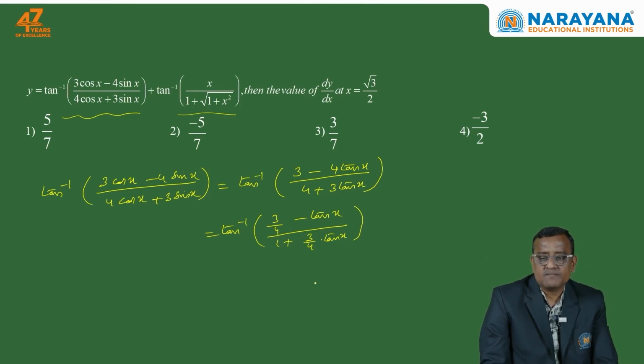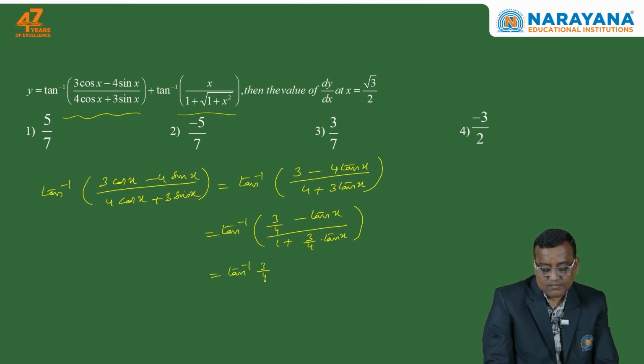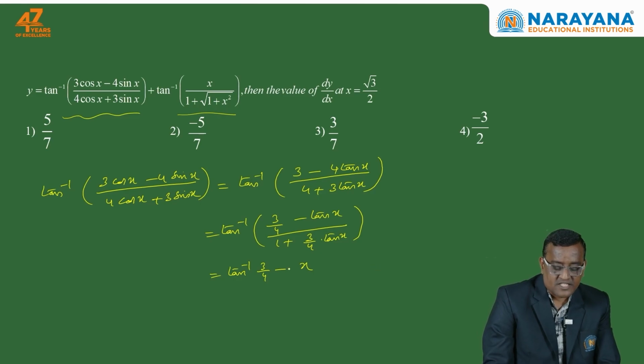Now it is in the form tan inverse of (x minus y) by (1 plus xy). That is tan inverse x minus tan inverse y. Nothing but tan inverse 3 by 4 minus tan inverse tan x, that is x. This is the first expression.